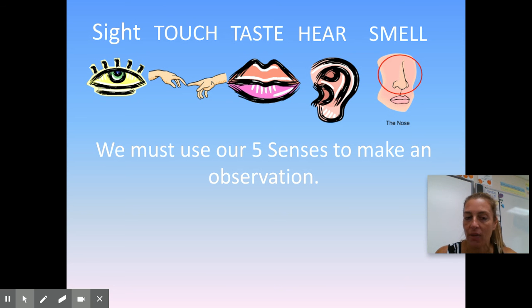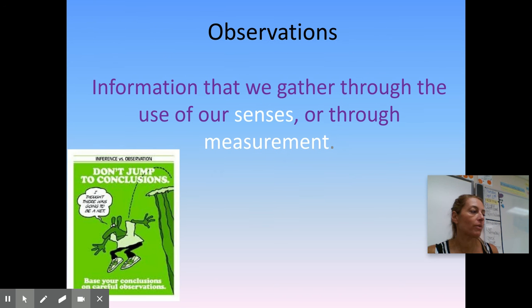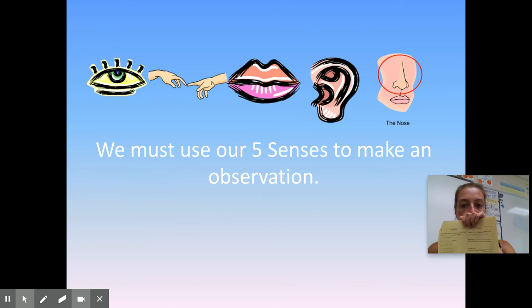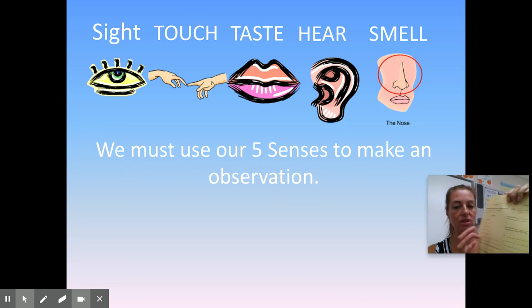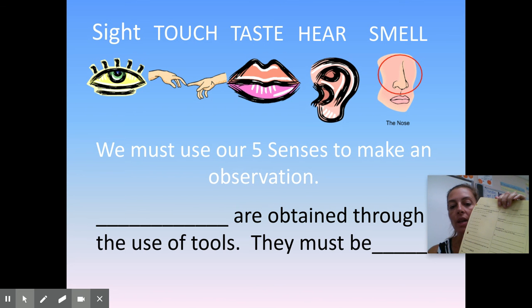So what you're doing right now is you are writing down everything that is white on your paper. So let's go back a little bit. Right here where it says observations, it says information that we gather through the use of our senses or measurement. Then you're going to write down your 5 senses. Where it says 5 senses, you're writing them in. Then there's another line underneath that. And right there, you're going to write, we must use our 5 senses to make an observation. Okay? All right. Blank are obtained through the use of tools.